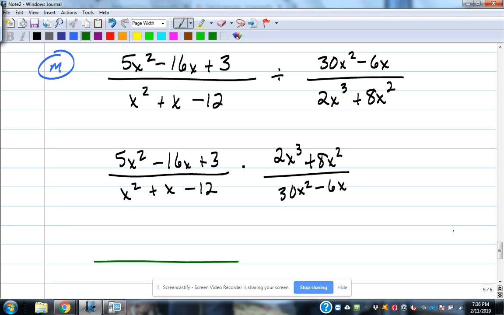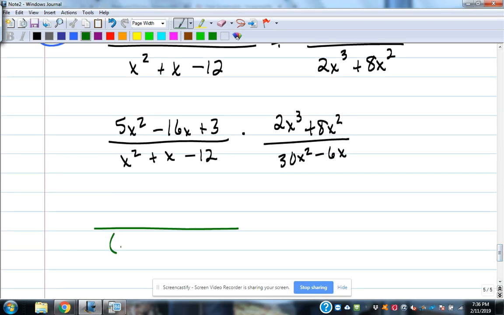I know the bottom one here, it multiplies to be negative 12 and adds to be 1. It doesn't matter where you start factoring, just factor. So that'd be 4 and negative 3. So x plus 4, x minus 3.